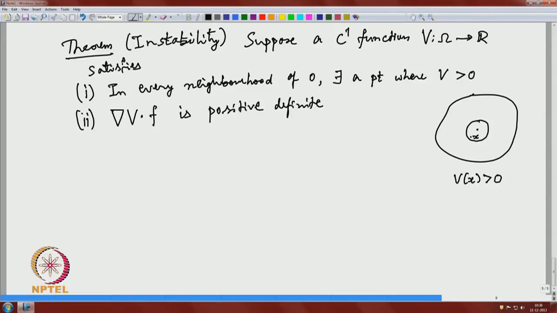So, later on we will see that for this condition we do not require omega, we do not require this positive definiteness everywhere. We require this positive definiteness only in the region where V is positive, then 0 is unstable.